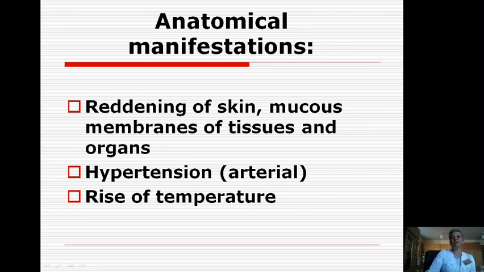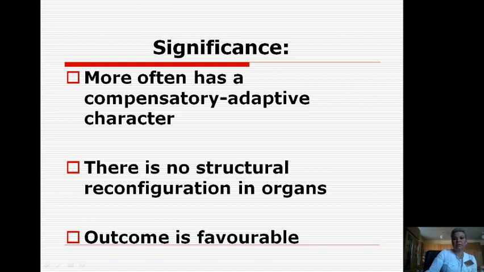What are the anatomical manifestations of arterial hyperemia? Red skin and mucous membranes and internal organs, arterial hypertension, and rise of temperature. This is a positive process with favorable outcome. More often it is a compensatory adaptive process. There are no structural changes in the organs and the outcome is favorable. In this photo you can see people with arterial hyperemia, red color of skin, red mucous membranes.